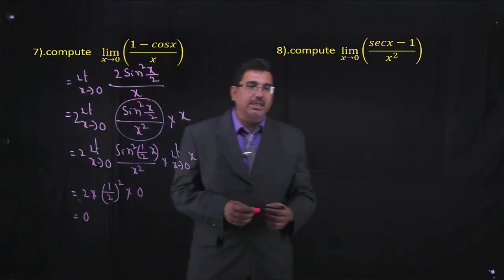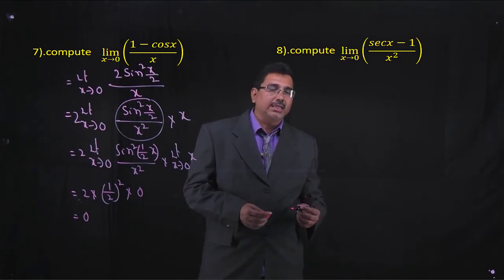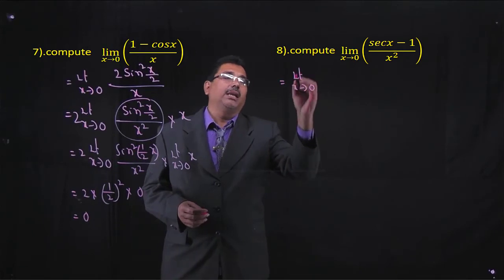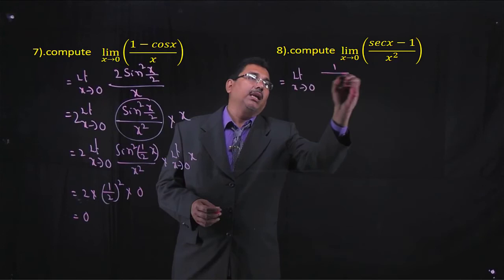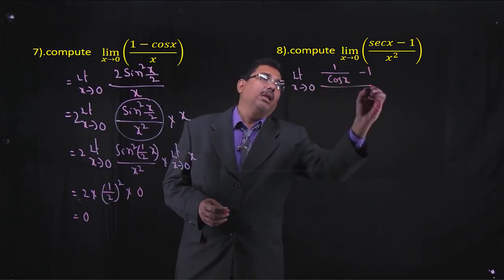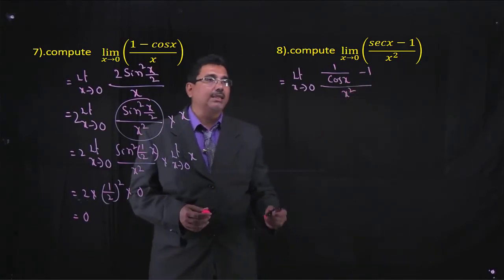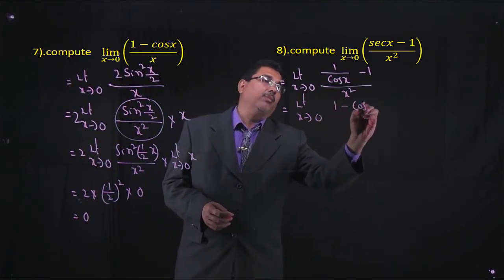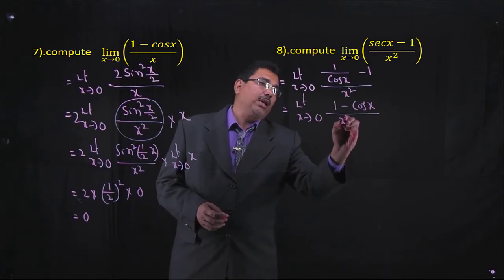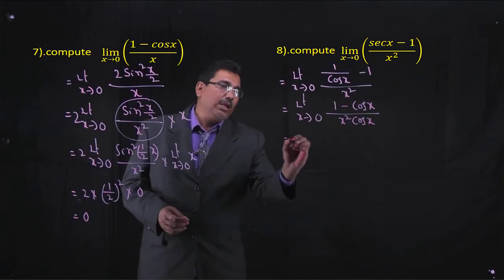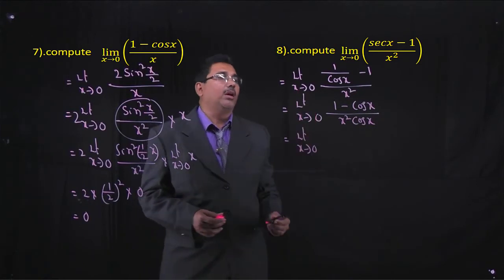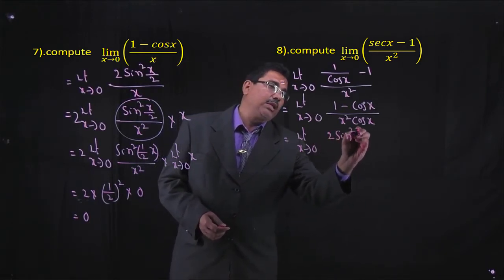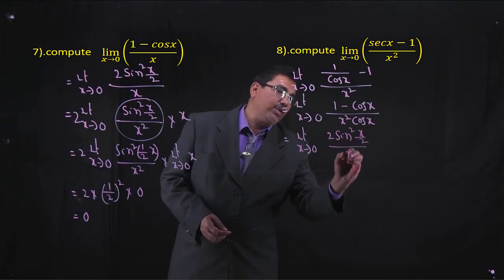Now see question number 8. Compute limit x tending to 0, secant x minus 1 by x square. Secant x is equal to 1 by cos x, so we have 1 by cos x minus 1 divided by x square. By taking the LCM, that is equal to limit x tending to 0, 1 minus cos x divided by x square into cos x. What is the formula for 1 minus cos x? 1 minus cos x is equal to 2 sin square x by 2, divided by x square cos x.